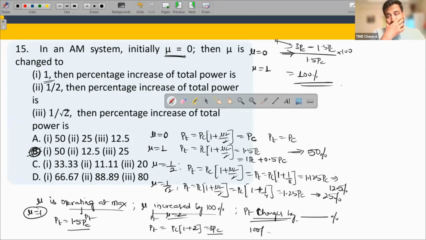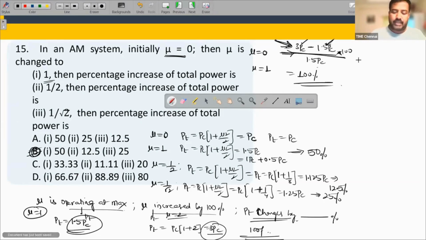Okay. Why am I saying this? Because sometimes it is not so easy to tell this directly. Then you use this formula: final value minus initial value by initial value into 100. Is this clear? It is very obviously clear here. The values are 1.5 PC to 3 PC, 100% improvement. That's okay. But there may be some situation where you cannot directly tell like this. Then better to rely on a formula. Final value minus initial value by initial value into 100 will give you the percentage change, or I can say the percentage increase.